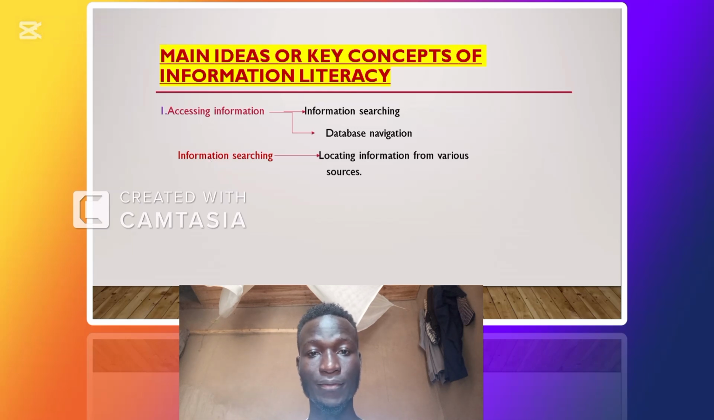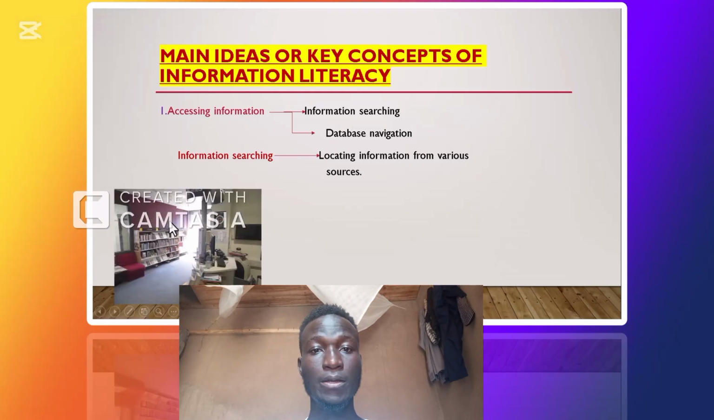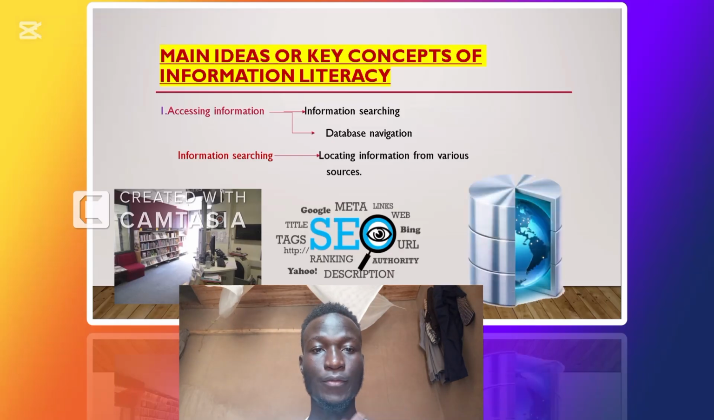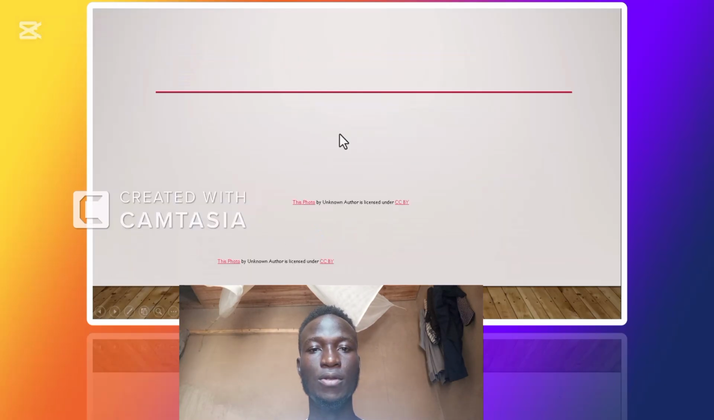Yes, you get under information searching. So information search can be a subdivision under accessing information. Under this, you're going to use various search sources. For example, we have Meta, we have Google, we have some of the online research websites which we can use, as it is being given here in the example.